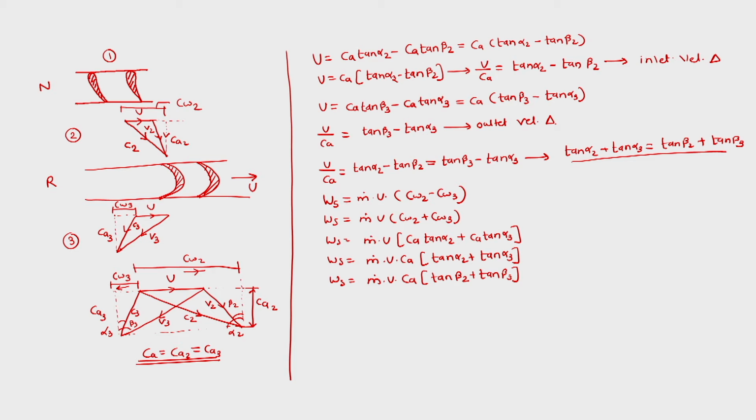Having said this, we should now find out what is the temperature drop in the turbine and what is the pressure rise in case of turbine. So let us take this expression and write it down again, where we have seen that W_s is equal to m dot into U into Ca into tan of beta 2 plus tan of beta 3, or W_s is equal to m dot U Ca tan of alpha 2 plus tan of alpha 3. So this is the expression we had found out.